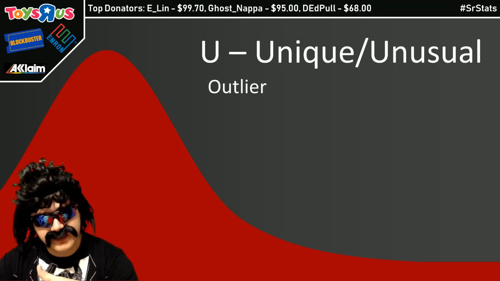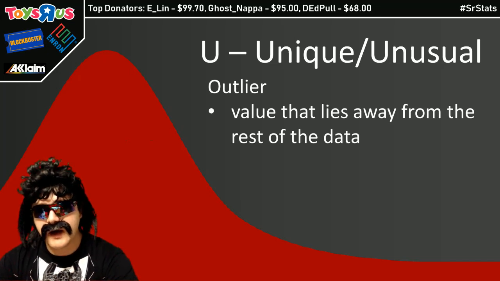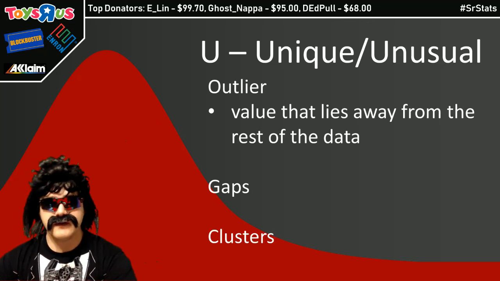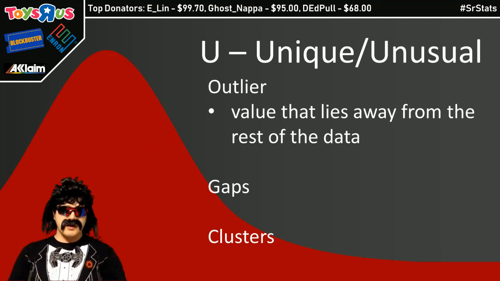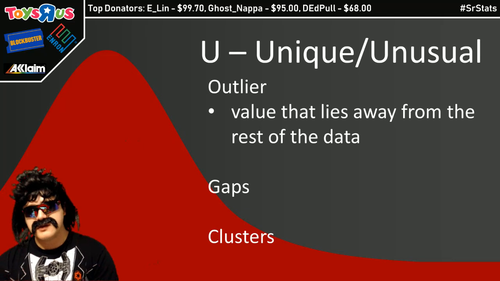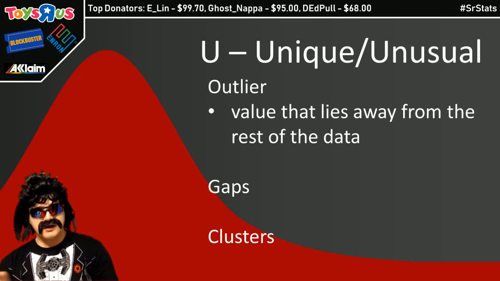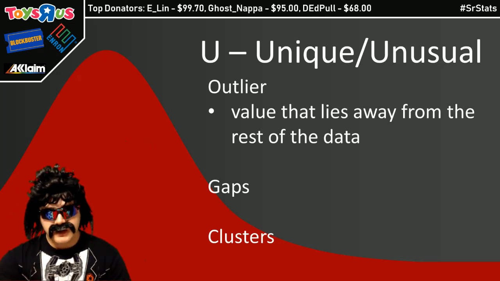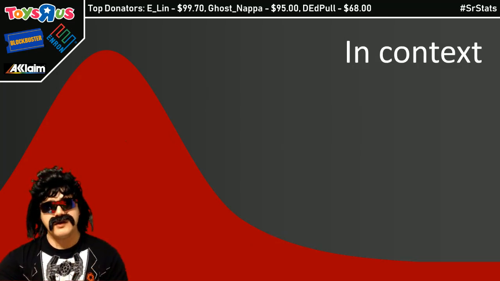So examples of unique or unusual are outliers, the values that lie away from the rest of the data, gaps, and clusters. Okay, so if you have either a big space in between things or a spot where there's a bunch of things grouped together, those are all different things that are unusual or unique. But you still want to include something unique or unusual in your graphs, because that gives you the information that you need for it.